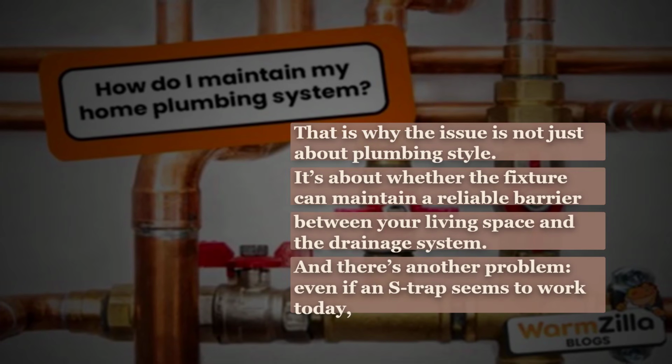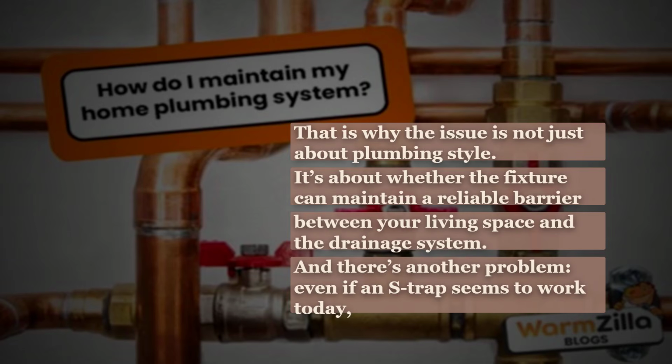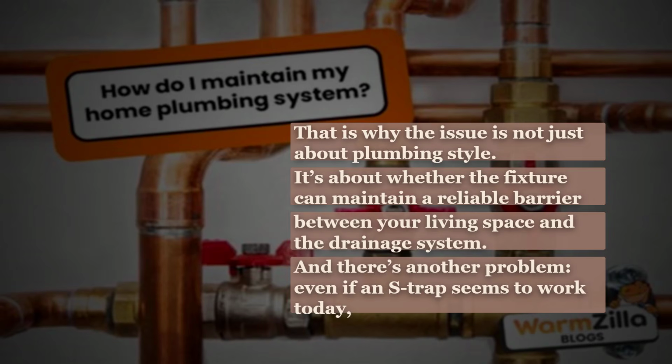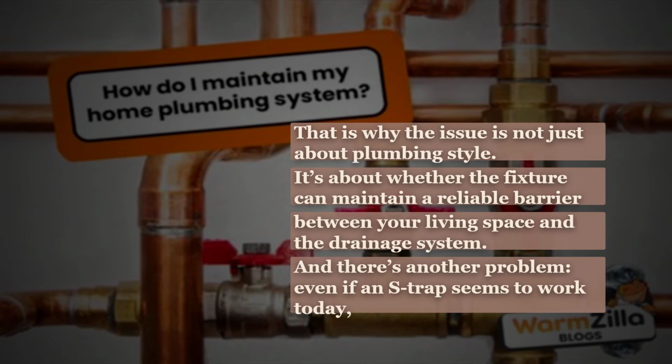And there's another problem. Even if an S-trap seems to work today, it may fail later as conditions change. A fast flush, a partial clog, a long drain run, or changes in water flow can all affect the pressure in the line. What looks acceptable one day can become unreliable the next. That's why modern codes reject the design. It's not an arbitrary rule. It's a correction based on how water and air actually behave.